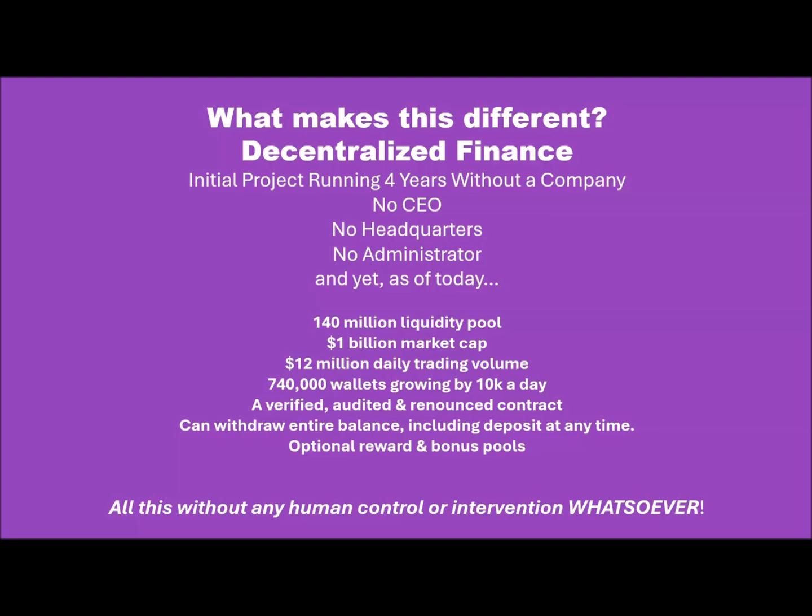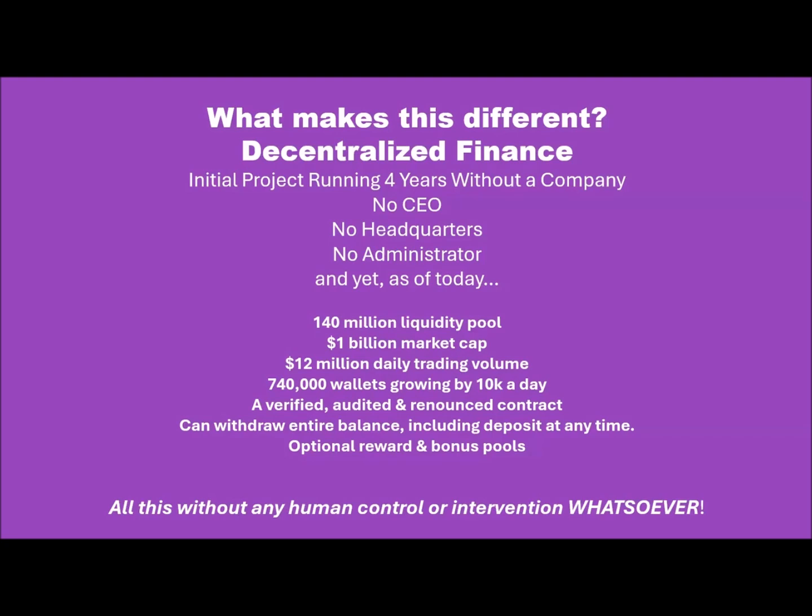Now, here's what you need to understand. The initial project that occurred prior to the one that we're talking about right now has been running successfully for over 4 years, ladies and gentlemen, without a company. No CEO, no headquarters, no administrator, nothing but computer code.